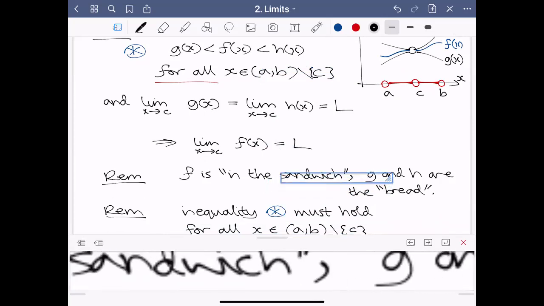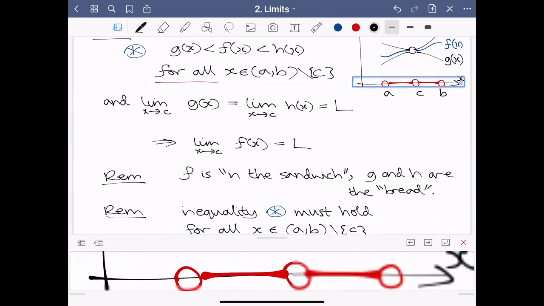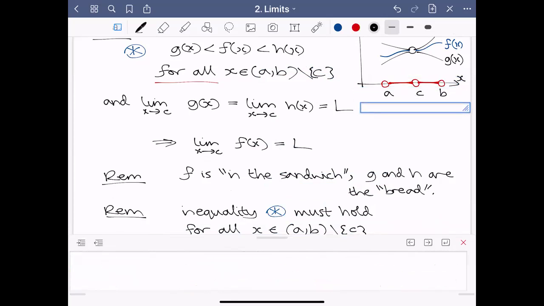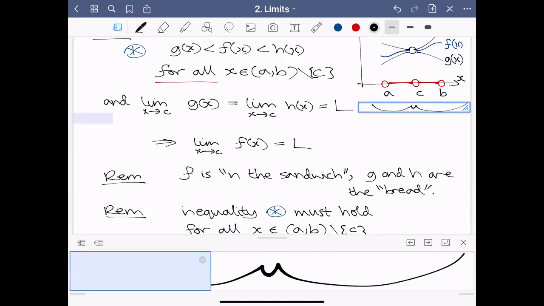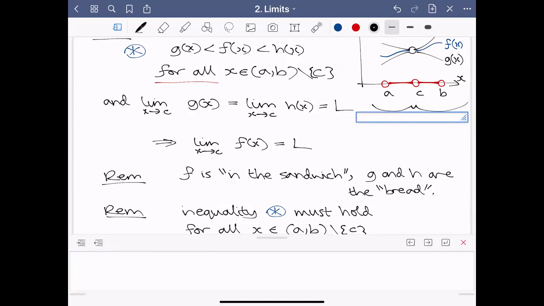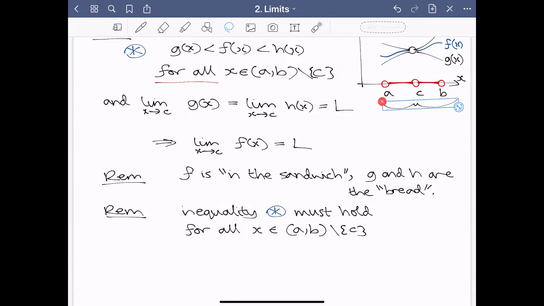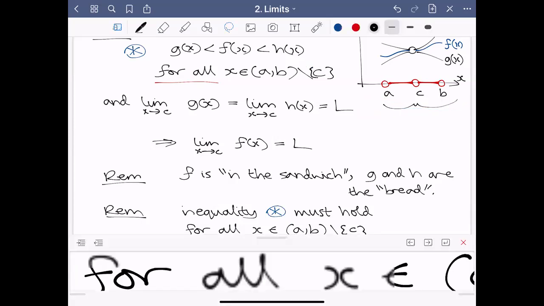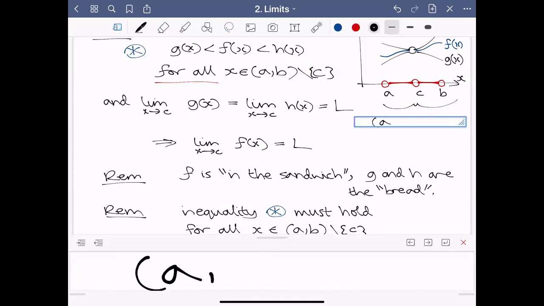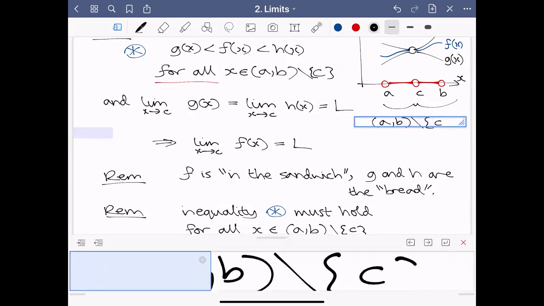So I've actually drawn this here. So that's the interval (a, b). It's an open interval, doesn't include the endpoints. And we take away c. So that's why we have a hole in the middle. So this is (a, b), take away c.